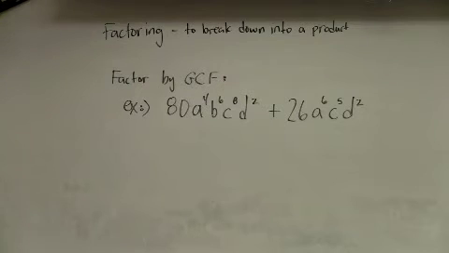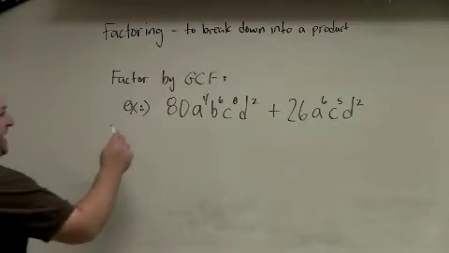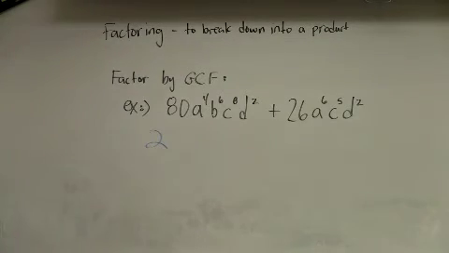Now, so that we can keep rolling, GCF. The GCF of 80 and 26 is 2. Okay? Hopefully you can figure that out. If you need help with that, I need to help you because I think we're beyond that point now.